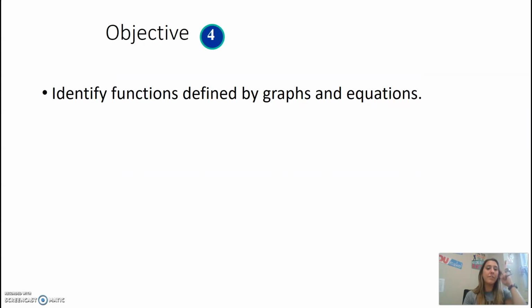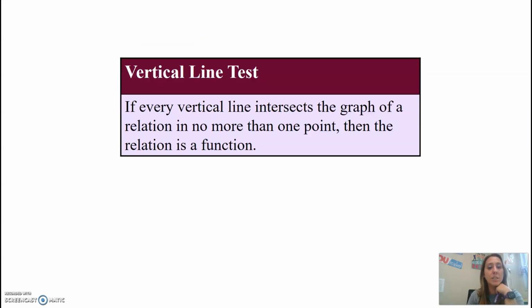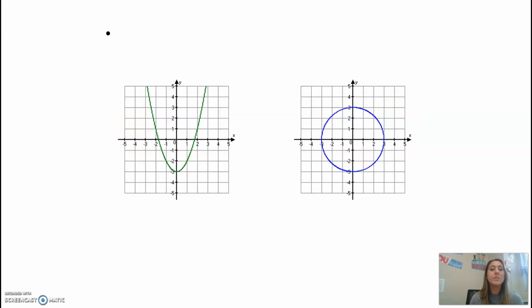So we want to identify functions defined by graphs and equations. So we have learned before about the vertical line test, but if you do not remember what that means, go ahead and write down the definition, hit pause. So that means when I'm looking at these two different graphs, and we're going to look at this graph right here, which looks like it came directly from our calculator.